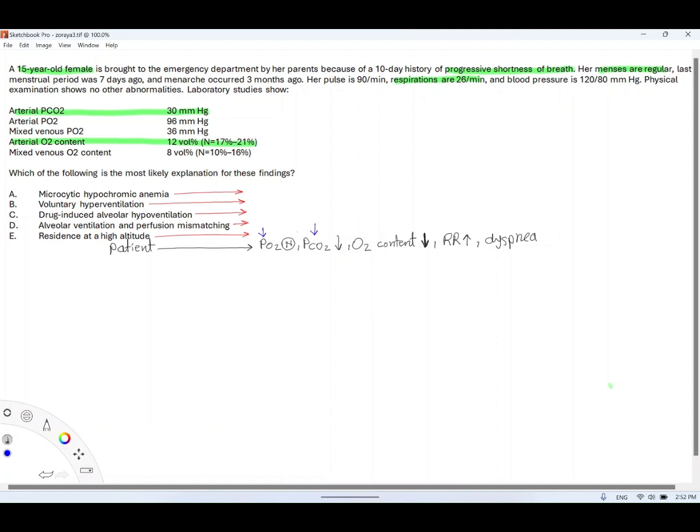Let's go to the next one, oxygen content. High altitude does not affect the content of oxygen. Okay, I'll tell you what the content of oxygen is. Let's go over that first so we can understand.